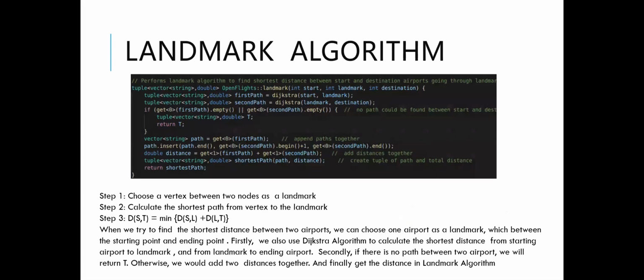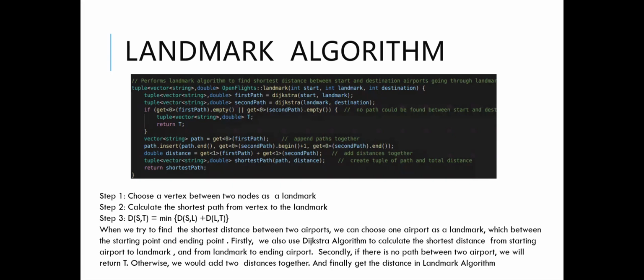Okay, and then this is about the landmark algorithm. In general, there are three procedures for this algorithm. Step 1, we determine one vertex as a landmark between two nodes. Step 2, we calculate the shortest path between each node and the landmark. For the last step, we add the two parts together and choose the minimum one.